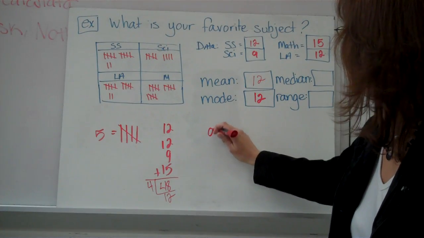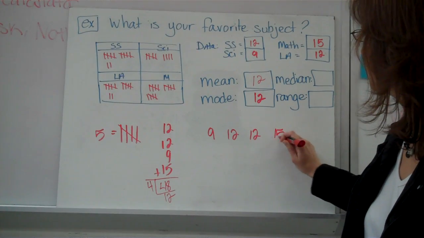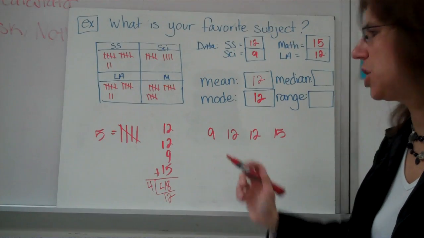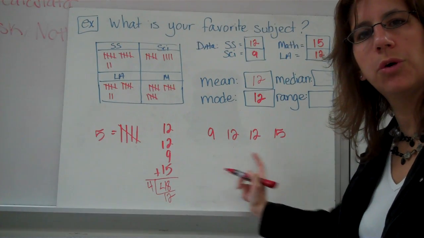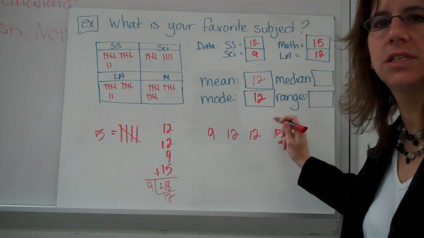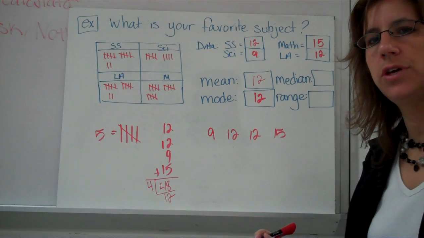So I'm going to put 9, 12, 12, 15. Okay? After you list the numbers in order, then you want to start crossing off one small and one large, one small and one large, working your way towards the center. Now some people do this in different ways. Some people put check marks on the top, some people circle them, some people cross them off. You do what works best for you.